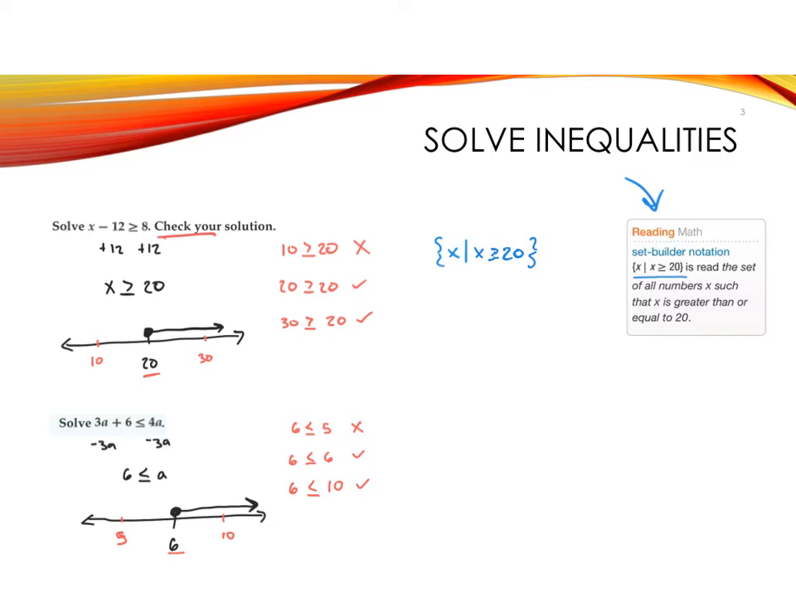Now, the way you read this is x such that x is greater than or equal to 20. And so if ever I say write your answer in set builder notation, you would just do this. Whatever the variable is, a such that 6 is less than or equal to a. That's all it is.